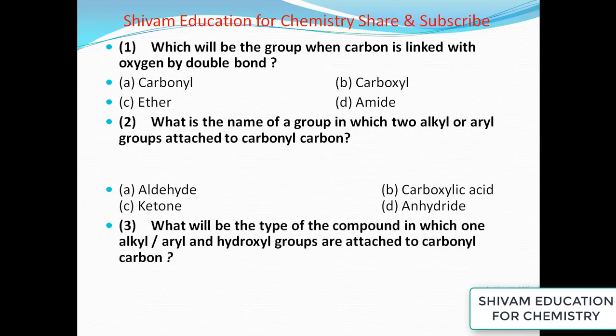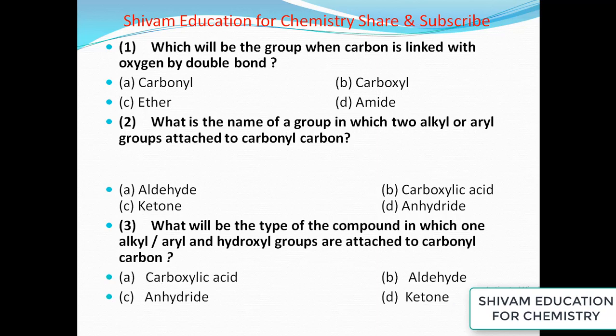Now third question, what will be the type of compound in which one alkyl or aryl and hydroxyl group are attached to carbonyl carbon? Options are here in front of you. Now the correct answer is carboxylic acid. We have already studied that when carbonyl carbon is attached with one alkyl or aryl group, and the second is hydroxyl group, then it is known as a carboxylic acid.